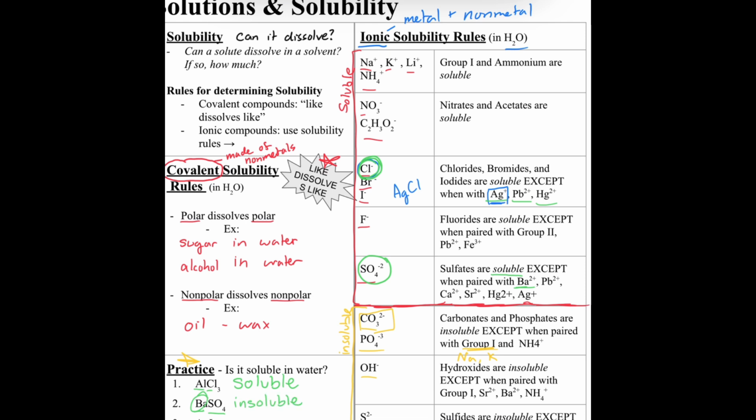All right. Next one. Silver iodide. Once again, we look for silver, we look for iodine on here. First one I see is iodine. Iodides are generally soluble, except when paired with silver. So this thing is also going to be insoluble.